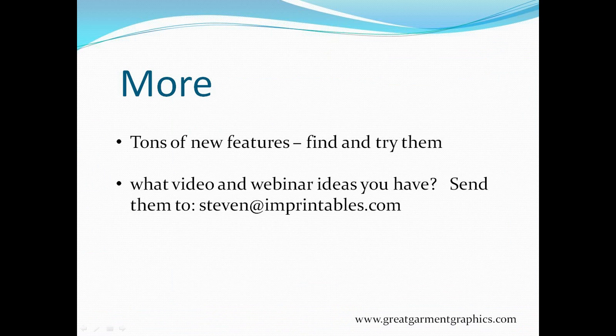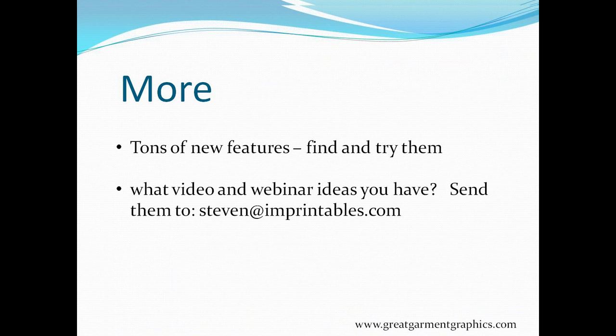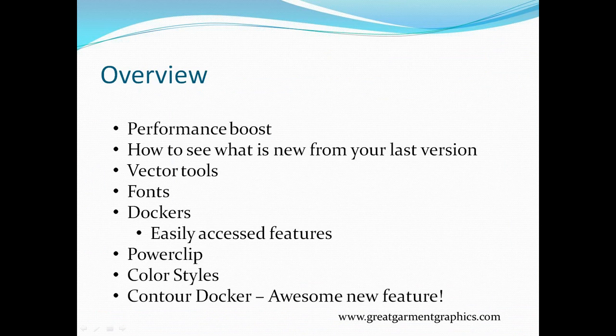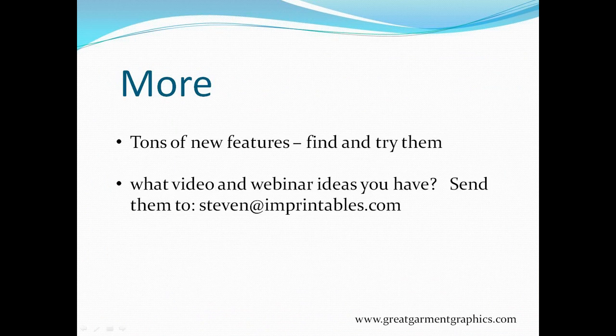We covered the performance boost, how to see what's new from the last version, the different vector tools, how to work with fonts, those OpenType fonts, and the different dockers, and how it's much easier to access the features and what you're working with. The great new features within PowerClip, the color styles, and the contour docker, my favorite, which has made my life easier. There is more, like I was talking about, the object styles, and it really depends on what version you're coming from to X6 on what changes are in there. That's why it's important to highlight those and go pick through them.